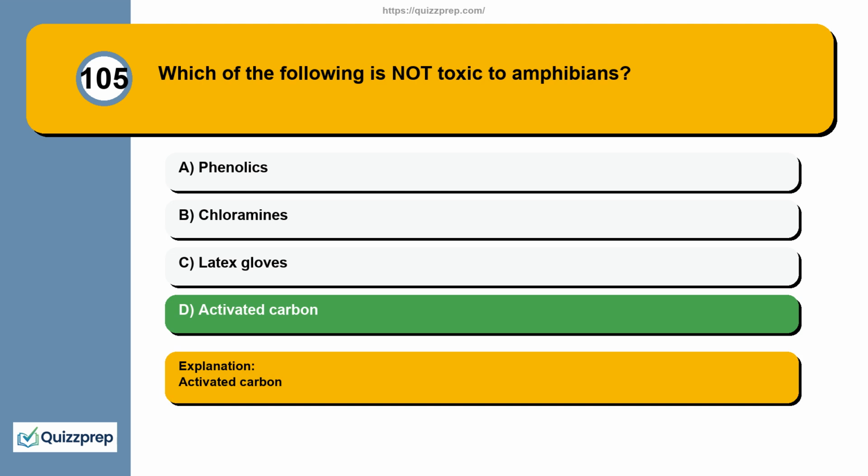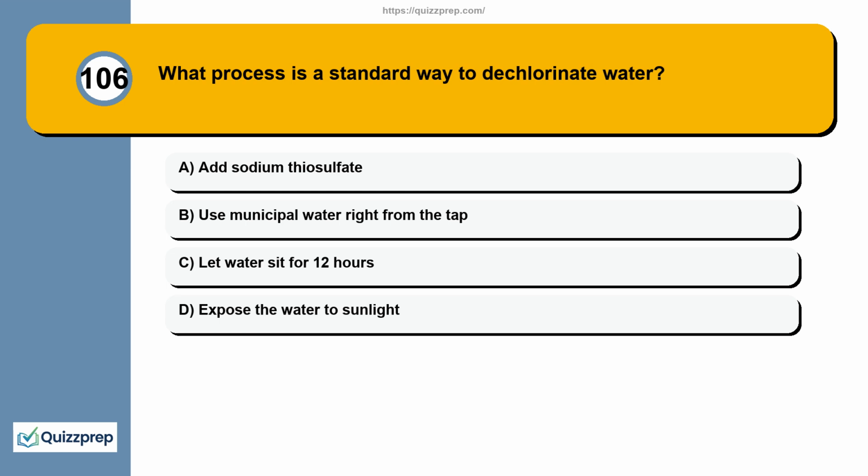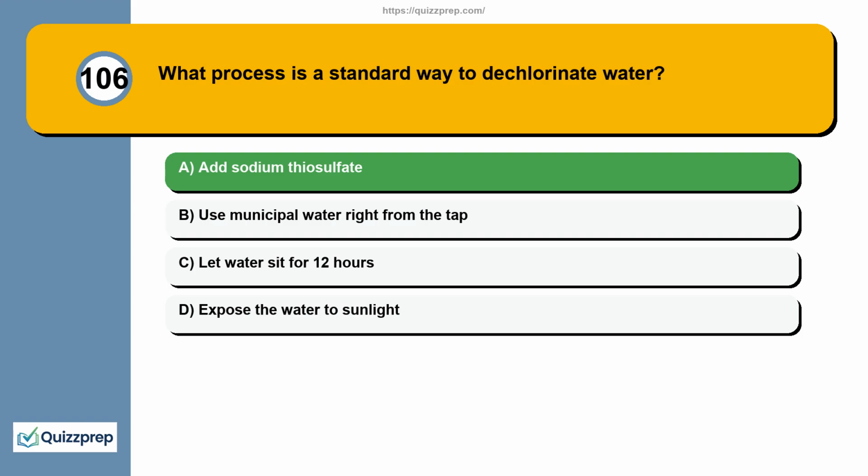Question 106. What process is a standard way to dechlorinate water? Option A, add sodium thiosulfate. Option B, use municipal water right from the tap. Option C, let water sit for 12 hours. Option D, expose the water to sunlight. The correct answer is option A, add sodium thiosulfate.